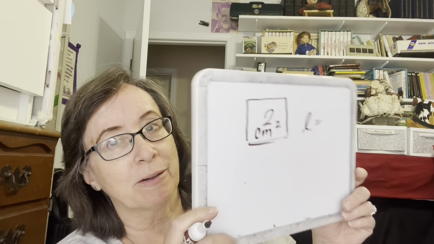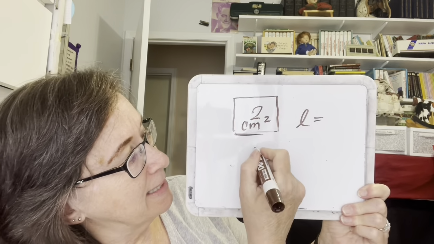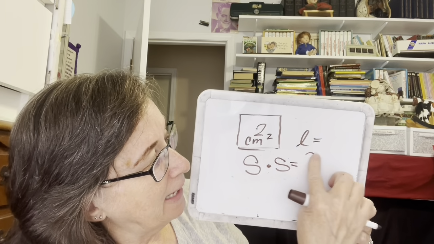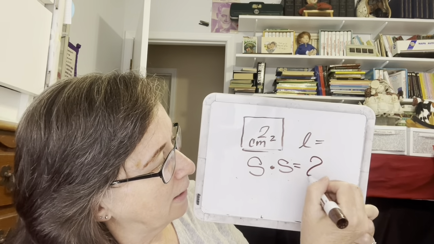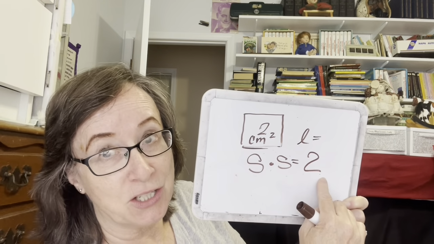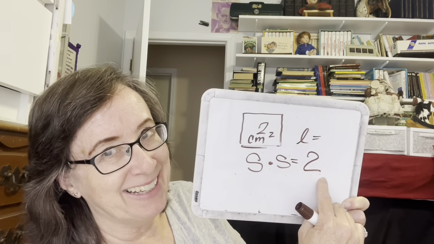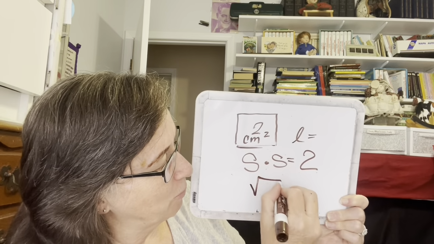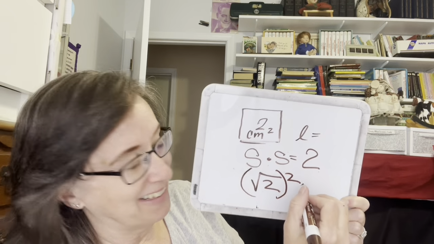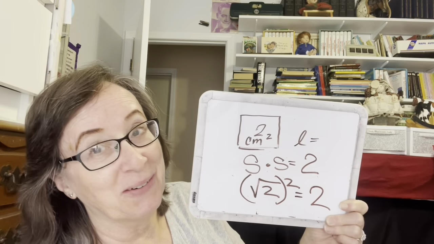Okay, now remember, it's a square. So isn't side times side equal to area? Okay, but the area is 2. So what squared will give us 2? And the answer is the square root of 2 squared will give us 2.